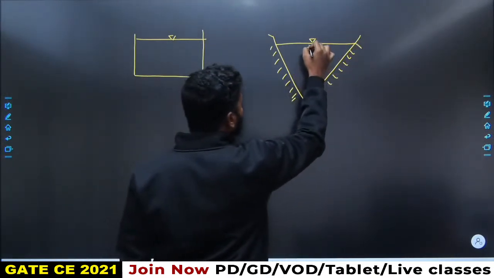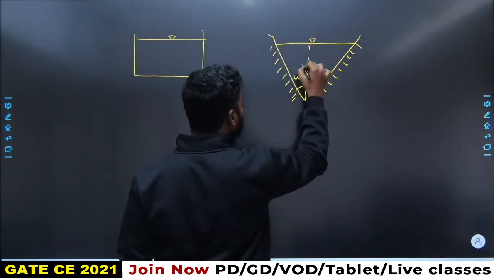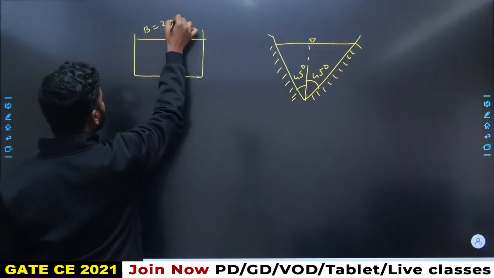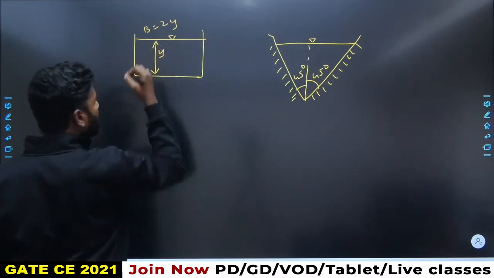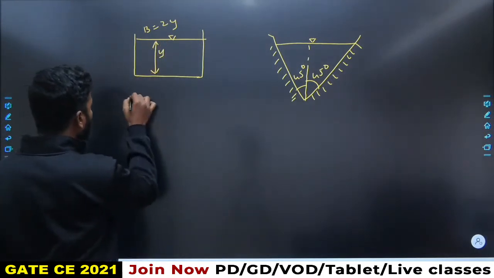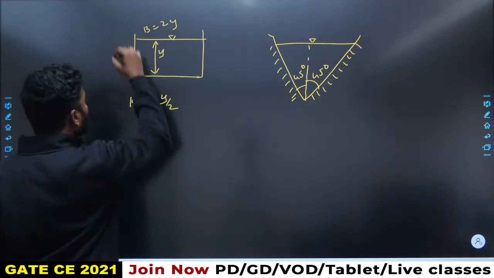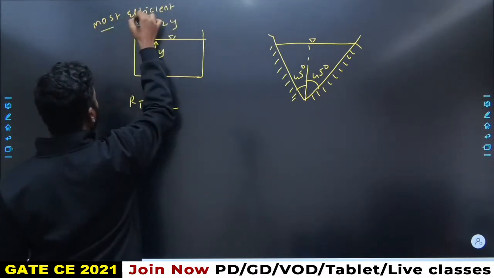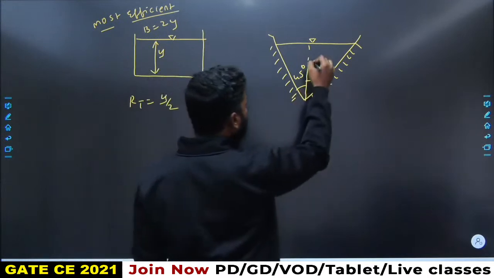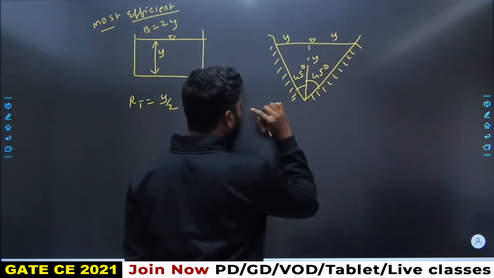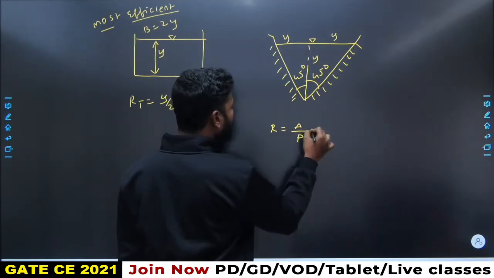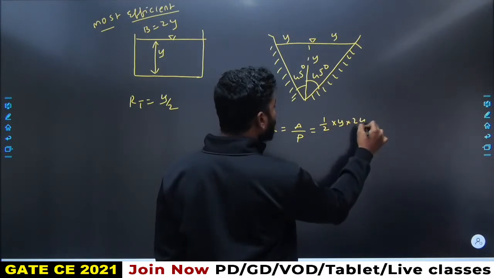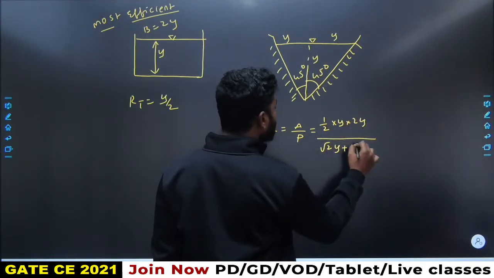Fine. So hydraulically most efficient triangular section means this angle is 45 degrees and this angle is 45 degrees. Hydraulically most efficient rectangular section means B equals 2y if depth is y. And R would be how much? R would be equal to y by 2 for most efficient sections. For the triangular one, if this is y, this is also y, this is also y. R equals A by P. If you remember, it's fine. If not, you can find out like this. A would be equal to half y into 2y, and P is root 2y plus root 2y.